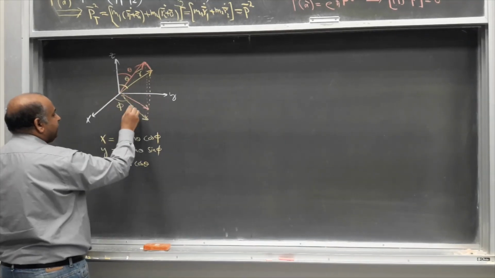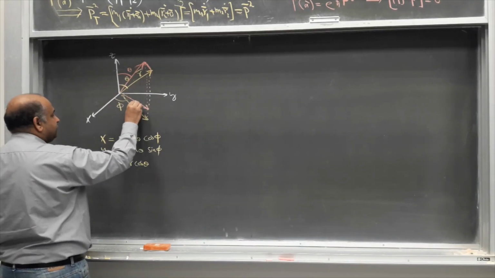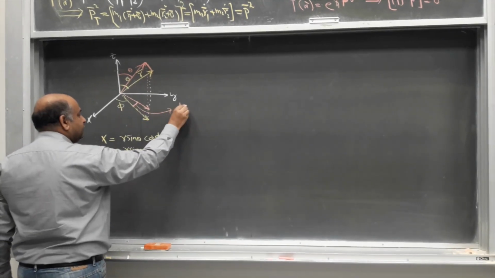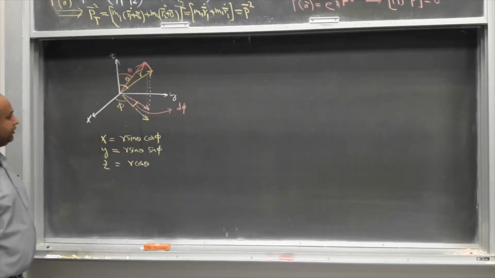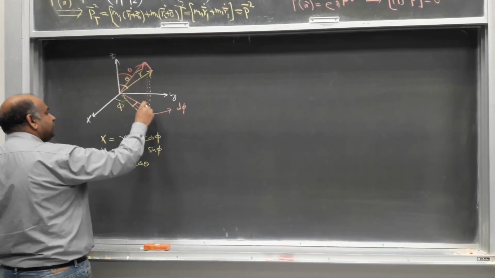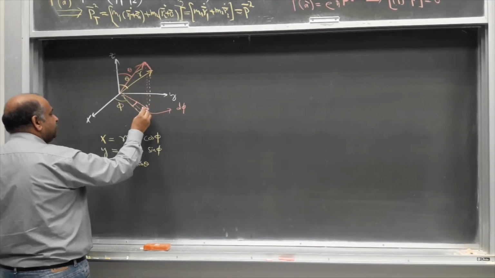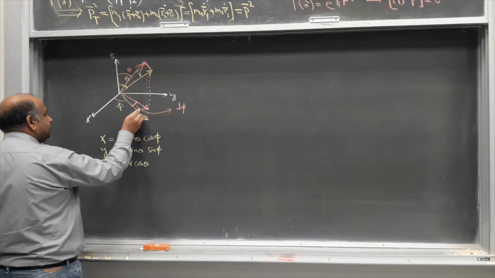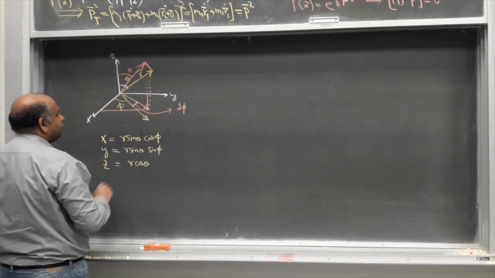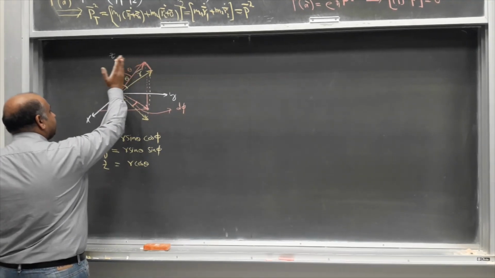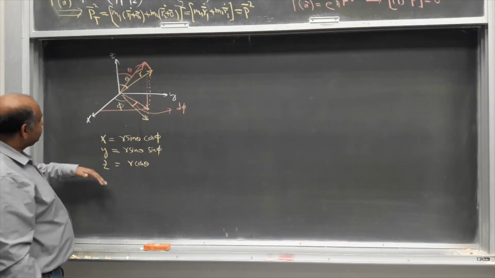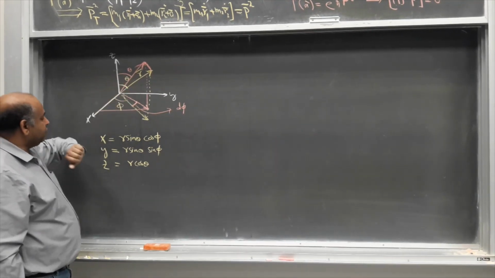But the projection of the vector in the xy plane will have a different angle. Suppose this projection is rotated by an angle d phi. Because of this, the projection on the x-axis changes and the projection on the y-axis changes, but the component of the rotated vector along the z-axis remains the same. So let's work out what the components of this vector are after rotation.